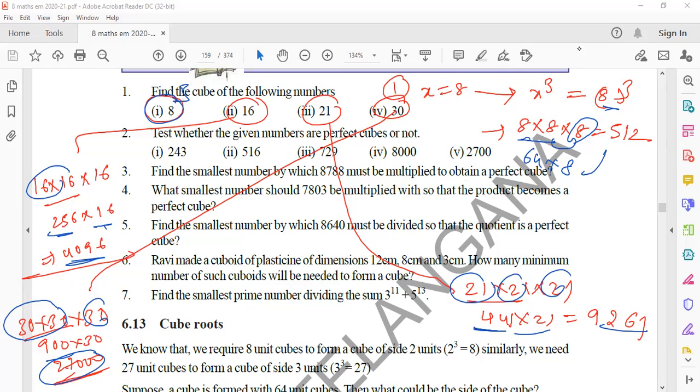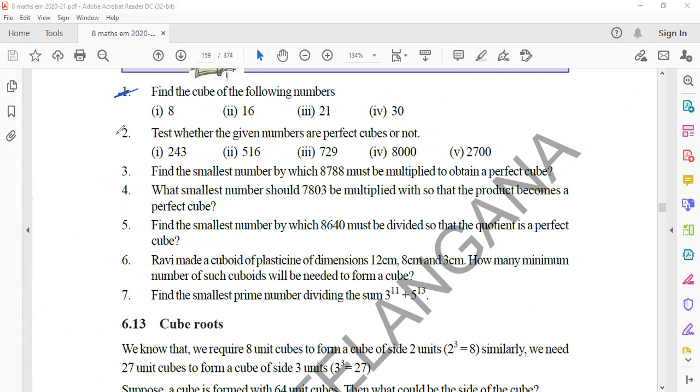So next, the first part is clear. The second part is to test whether the given numbers are perfect cubes or not. Is it a perfect cube or not? To check whether it is a perfect cube, there is no need to take any other concept. Just take a number. I'll take 243. I'll check it on the screen and tell you how to do it.